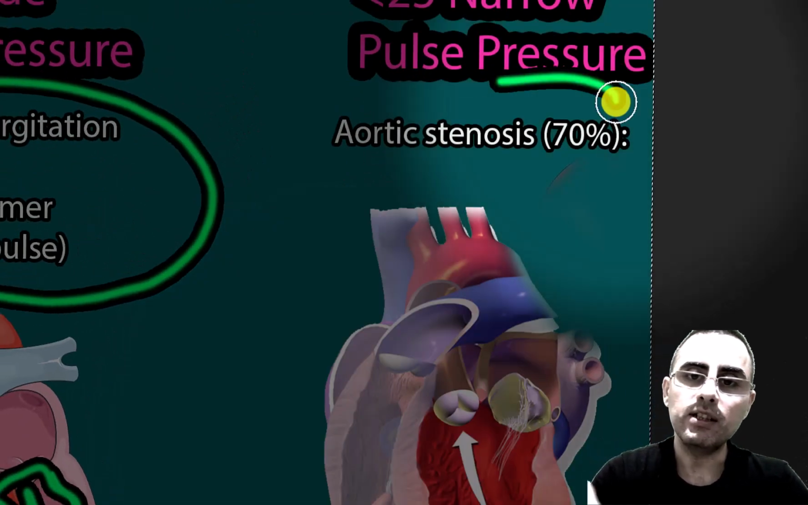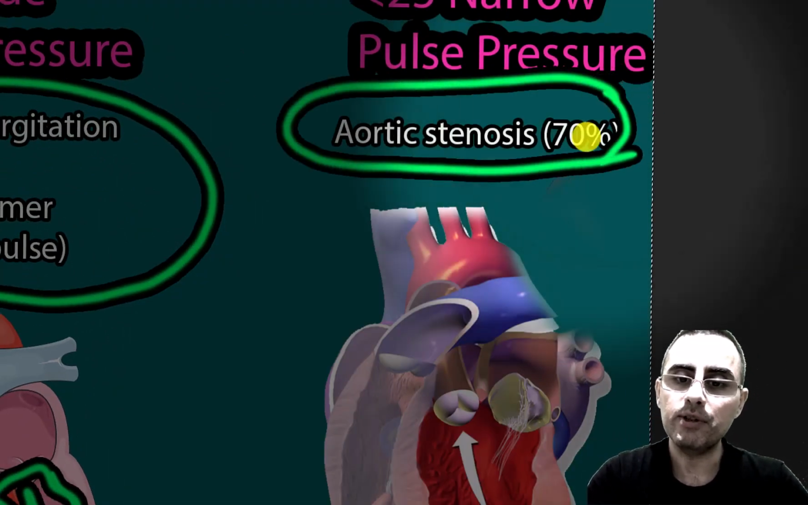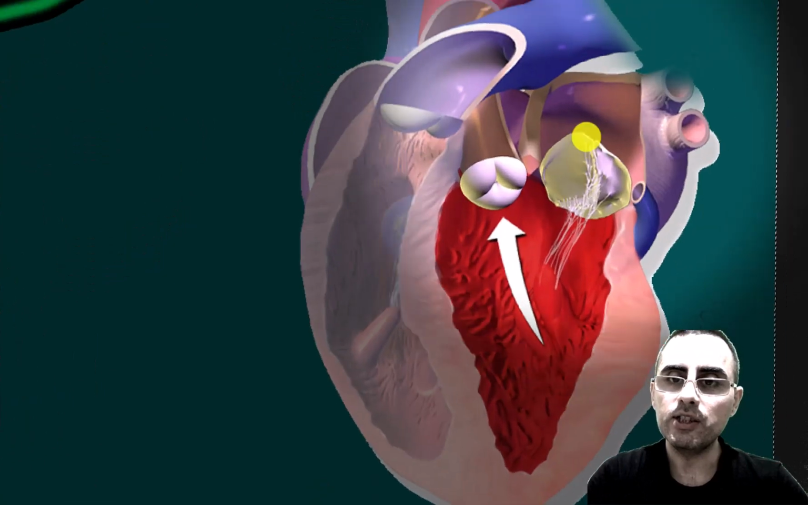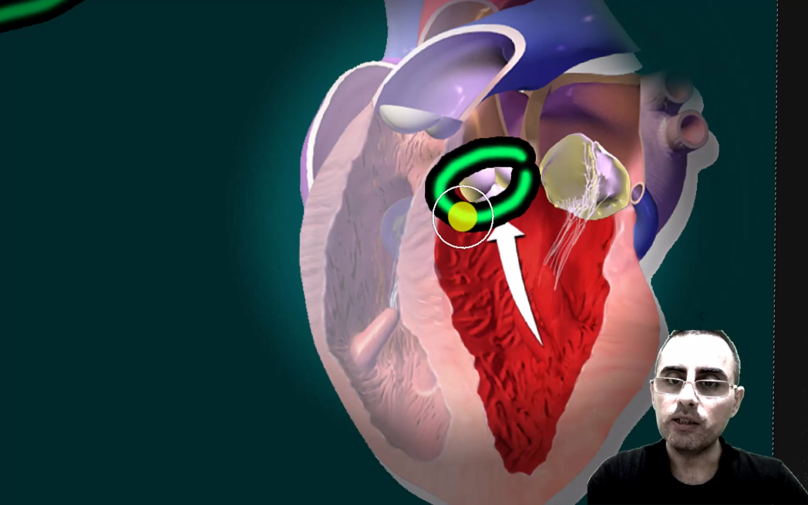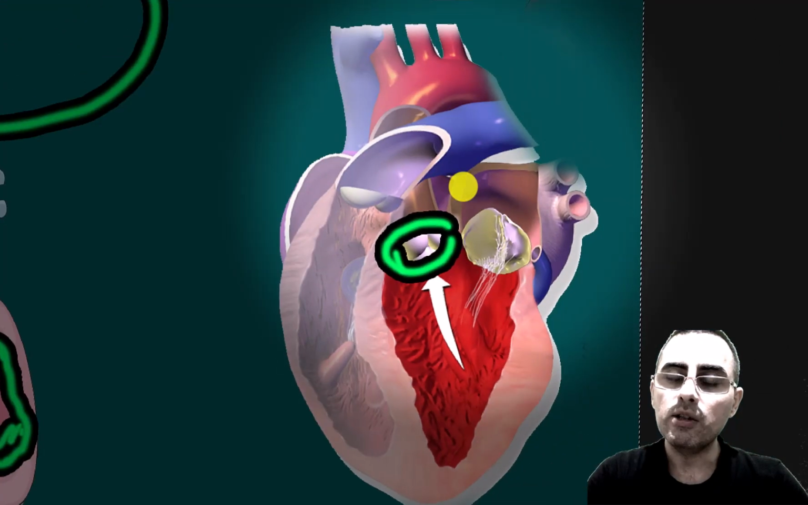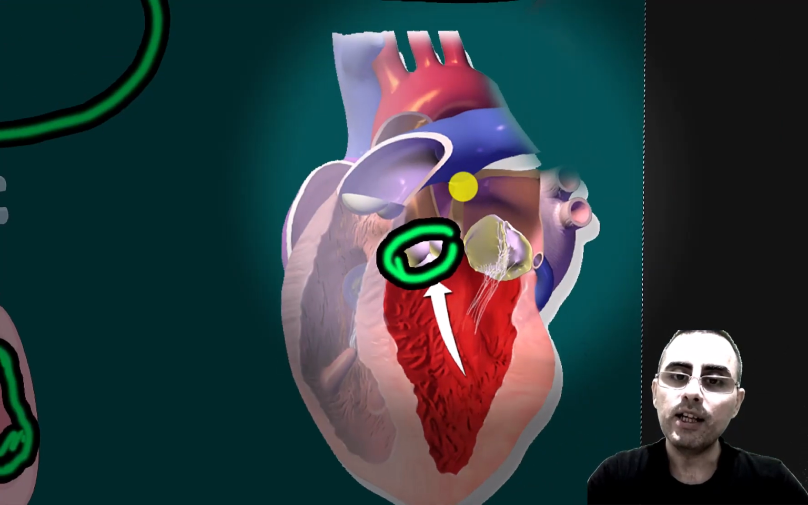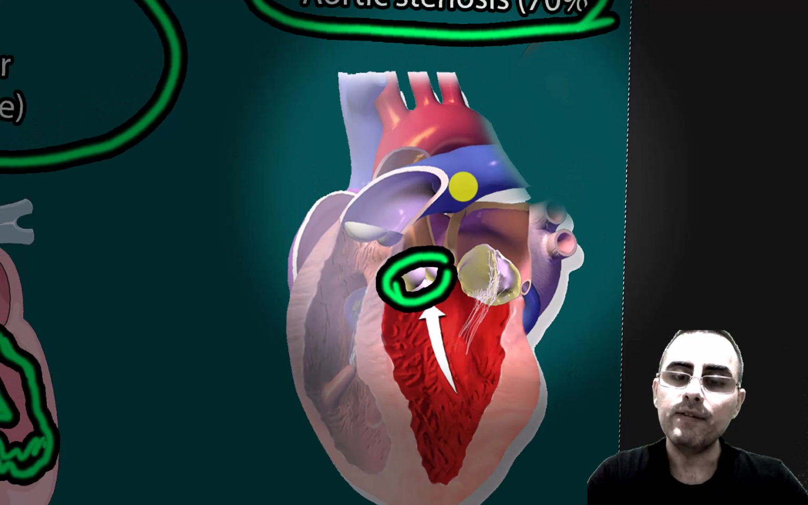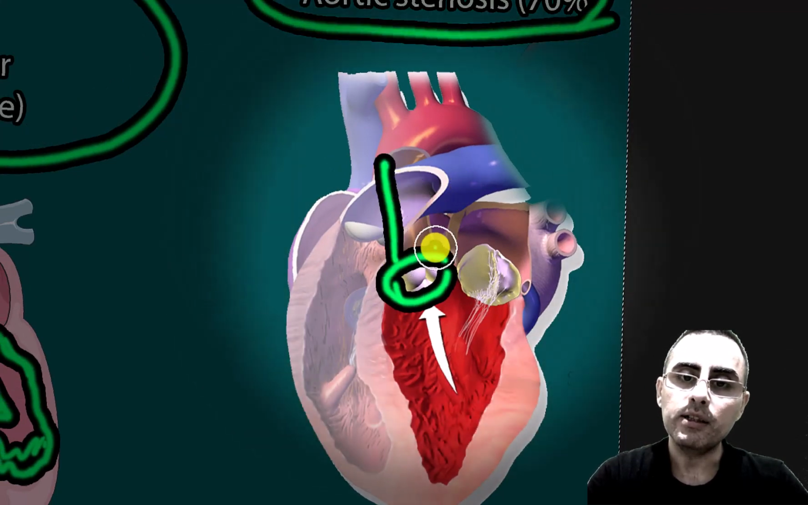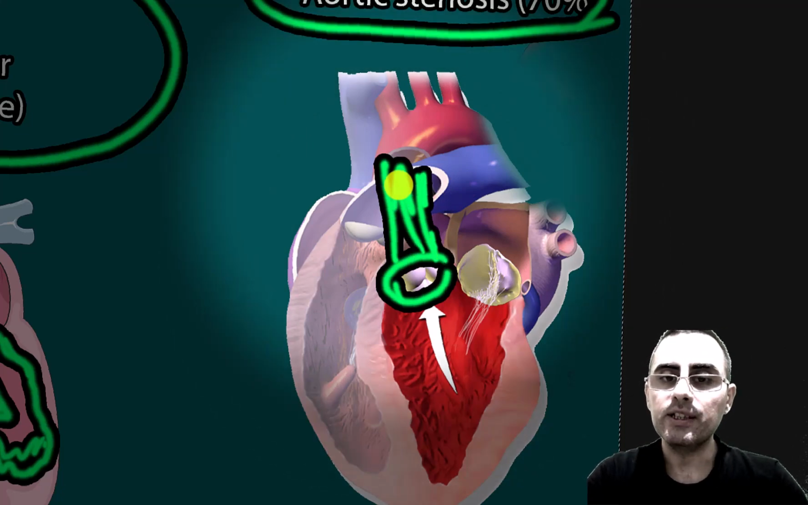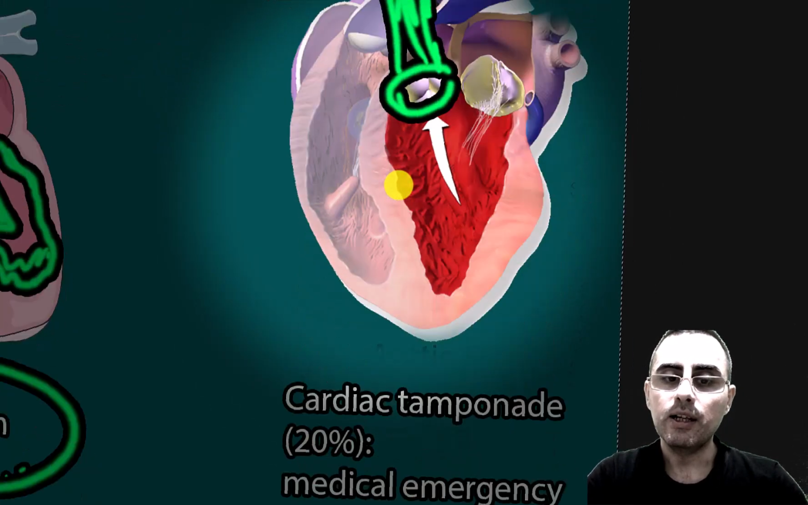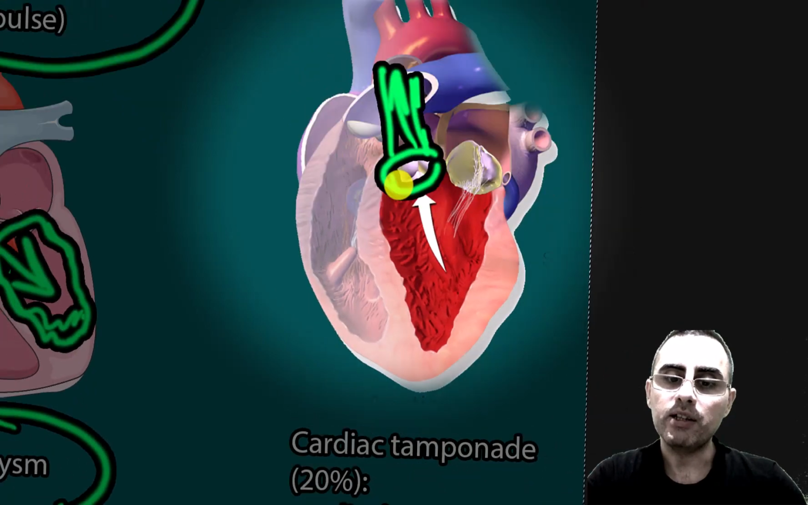Aortic stenosis is the most common cause of narrow pulse pressure. Aortic stenosis is a condition when the aortic valve is narrowed. During systole, the heart is unable to effectively pump enough blood. So it creates a weak systolic pressure, and it causes narrow pulse pressure.